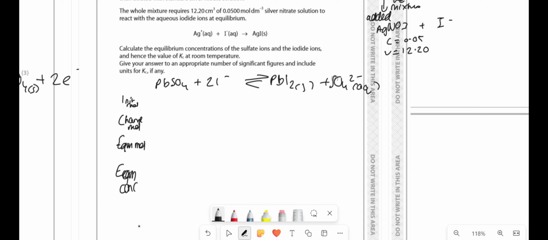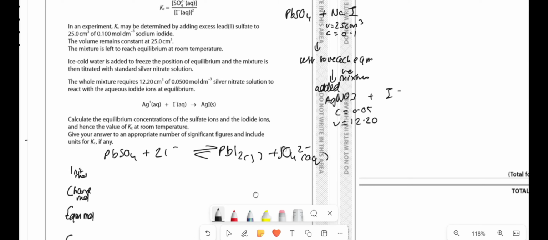So don't skip out these steps. I think some people jump straight to doing concentration. Don't fumble it like that. Do it step by step. So if we look at the initial moles of the NaI, we know that this is what the scientist or chemist did. They got this and mixed it with this.